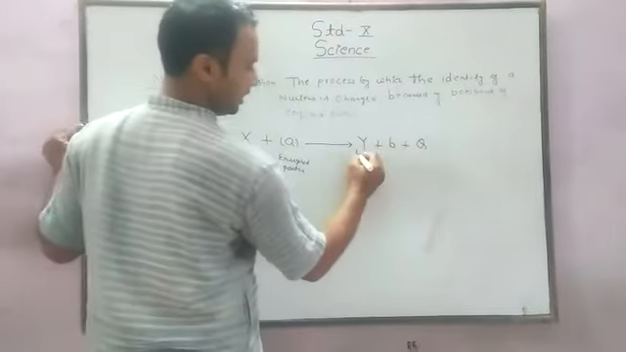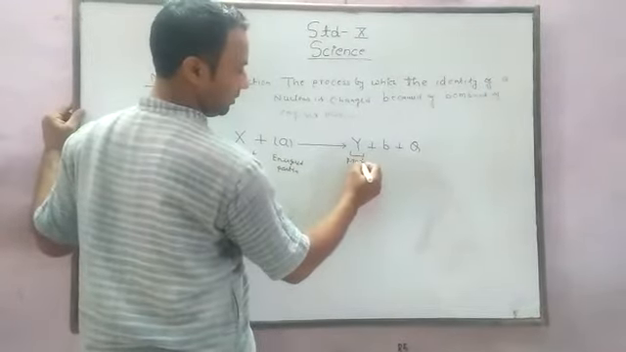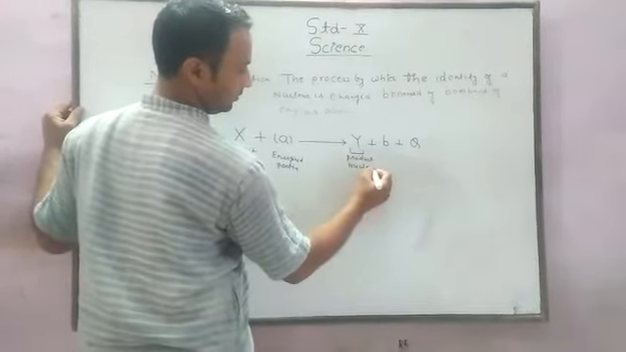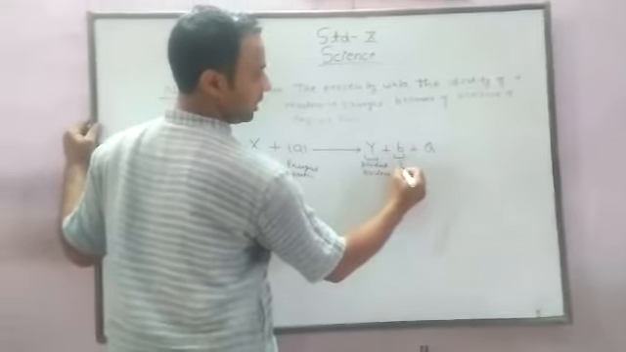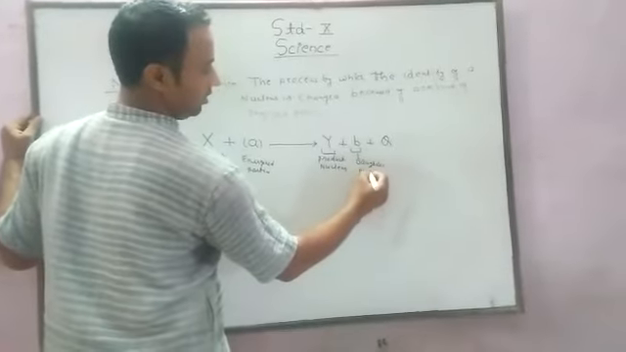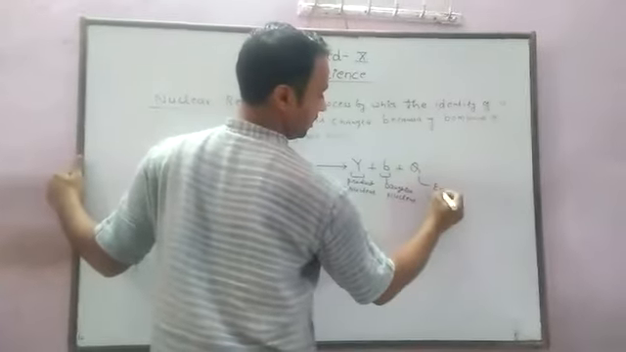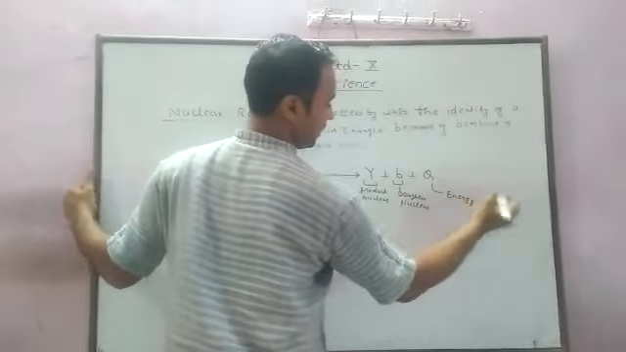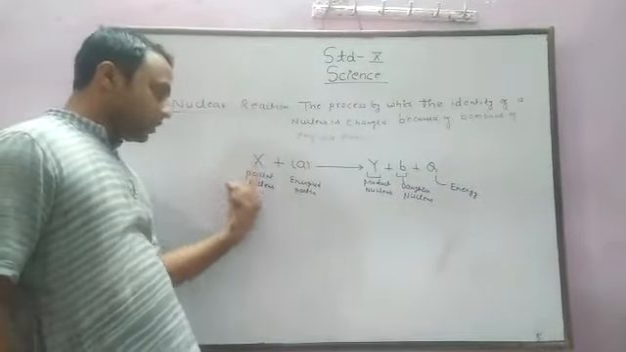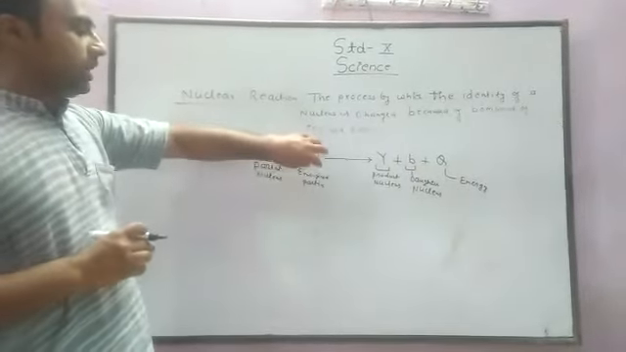Y is known as the product nucleus, and B is known as the daughter nucleus, and Q is known as energy. This is the nuclear reaction. What is X? X is the parent nucleus, and A is the energized particle.